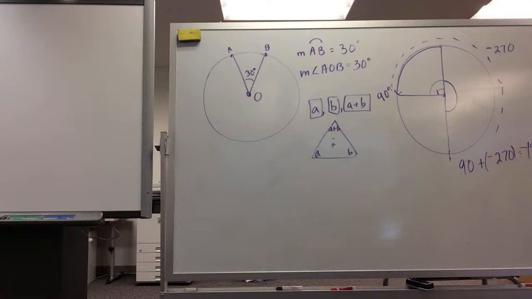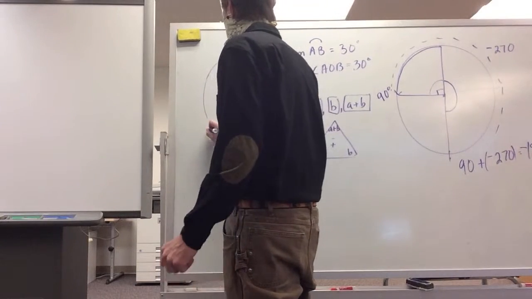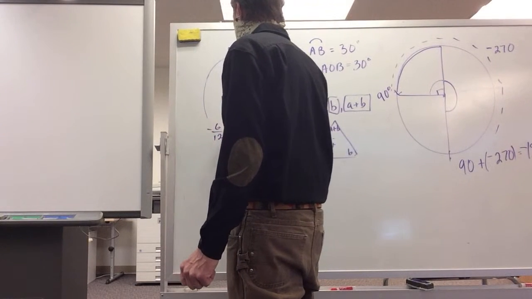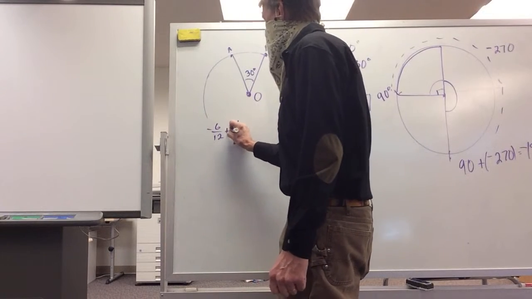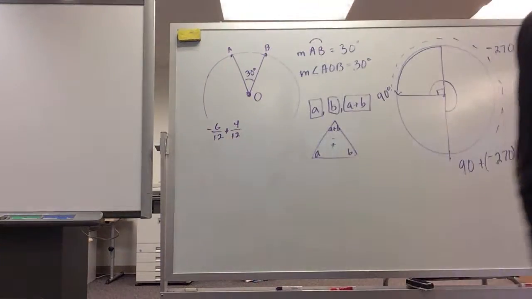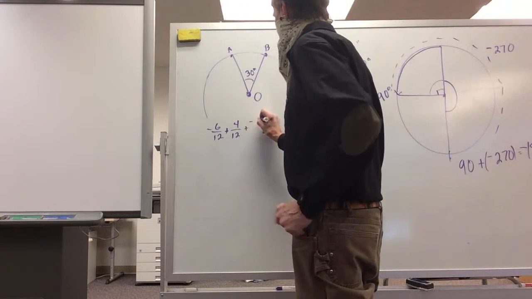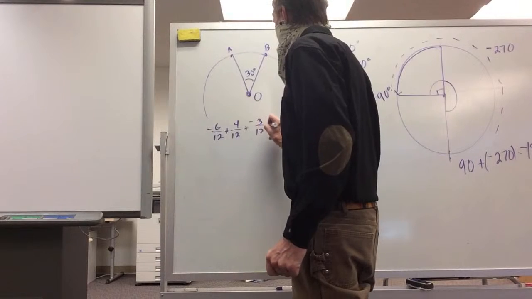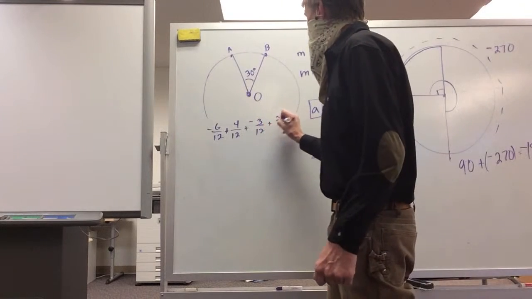So if you have a negative 6 12ths, and a third is 4 12ths, what's the next term? 3 12ths, because it's a fourth, but that's a negative, isn't it? And then what's the last one? 2 12ths, positive or negative?